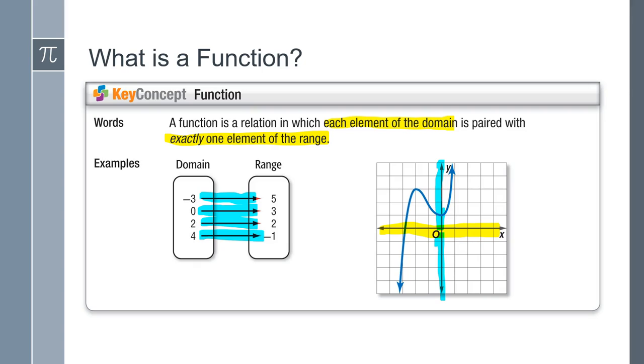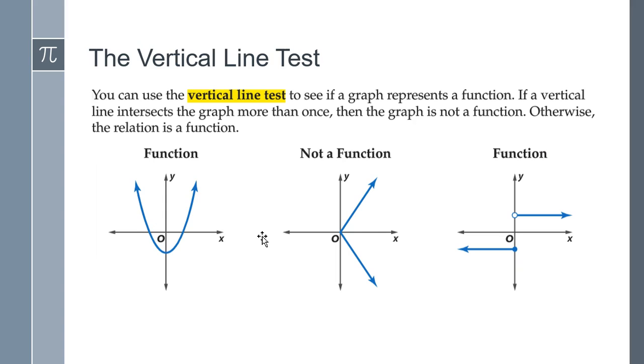So how can you figure out whether something is a function when you're given a graph? Well, the key thing here is called the vertical line test. You can use the vertical line test to see if a graph represents a function. If a vertical line intersects the graph more than once, then the graph is not a function. Otherwise, the relation is a function. So for example, we can see this example here. I can create a vertical line, and every vertical line that I create, I'm only going to hit 1 point.